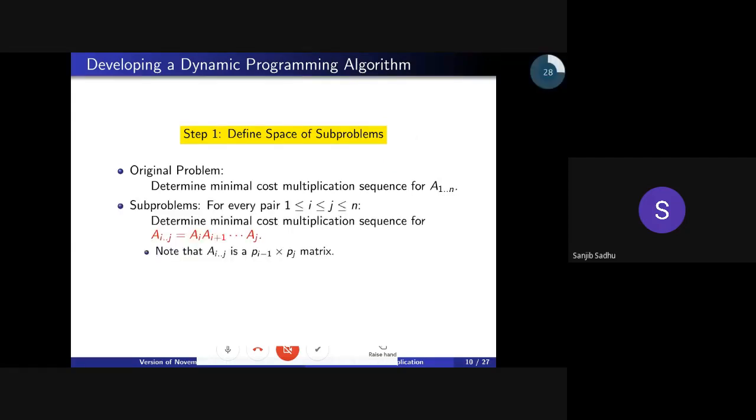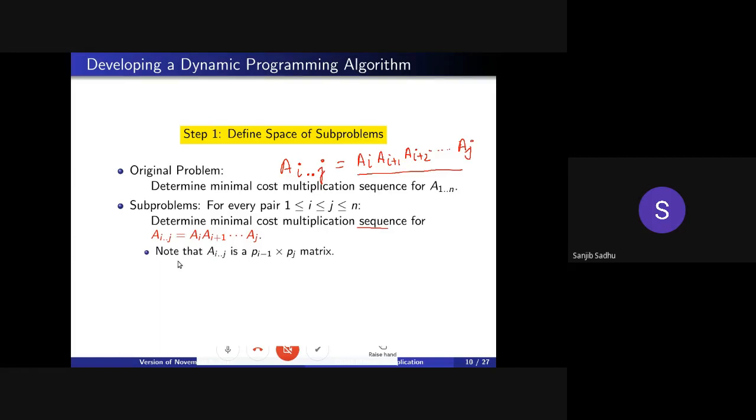What do you mean by a subproblem? Forget about 1 and n. Suppose I have been given a sequence like this: Ai, Ai plus 1, Ai plus 2, up to Aj. Can you solve this problem if I ask you? So for every pair where i is less than or equal to j, and i is greater than or equal to 1, and j is less than or equal to n, determine the minimum cost multiplication sequence for this. I am denoting it by Aij.